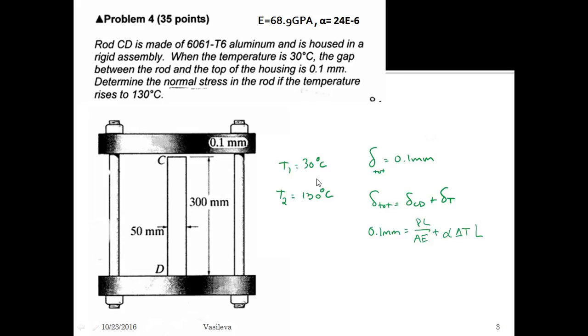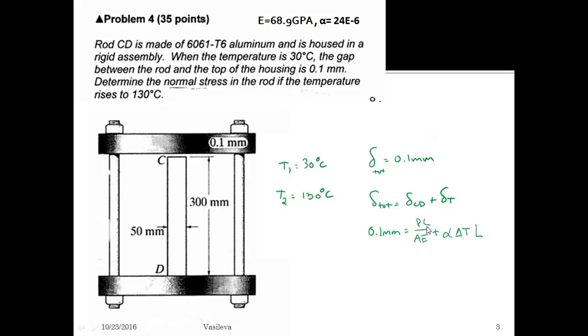So let's write down what we know. We know the initial temperature, final temperature. We also know that the total displacement is 0.1 millimeter. So this rod CD is eventually going to expand and move 0.1 millimeter up to the point where it's going to touch up against this rod assembly. So we also know that total displacement is displacement due to axial deformation plus displacement due to thermal expansion. And axial is PL over AE, and thermal is alpha delta TL. And the total displacement is this 0.1 millimeter.